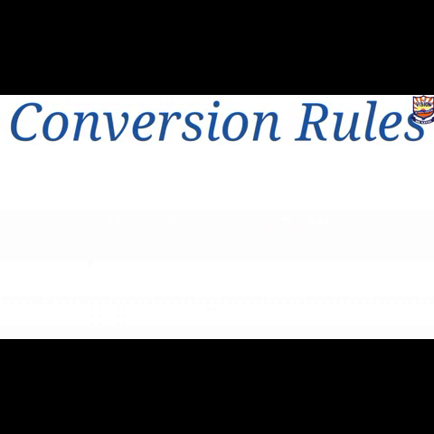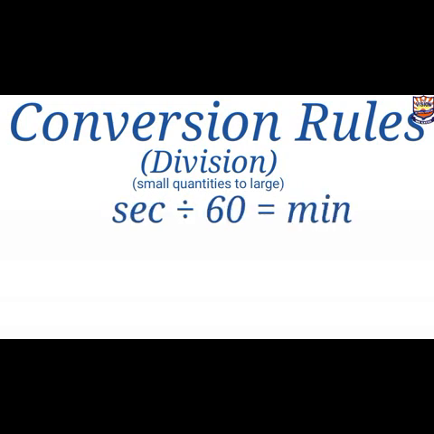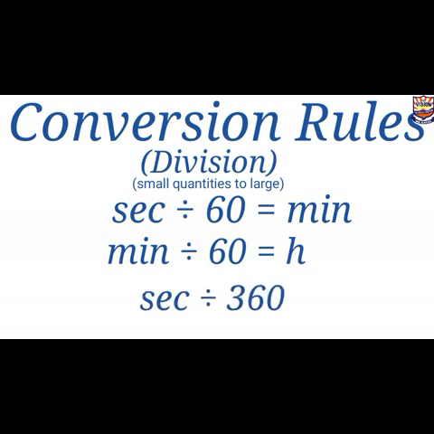There are some more rules to convert small quantities into large quantities by doing division. To convert seconds into minutes, divide seconds with 60. And to convert minutes into hours, divide minutes with 60. To convert seconds into hours, divide seconds with 3600.